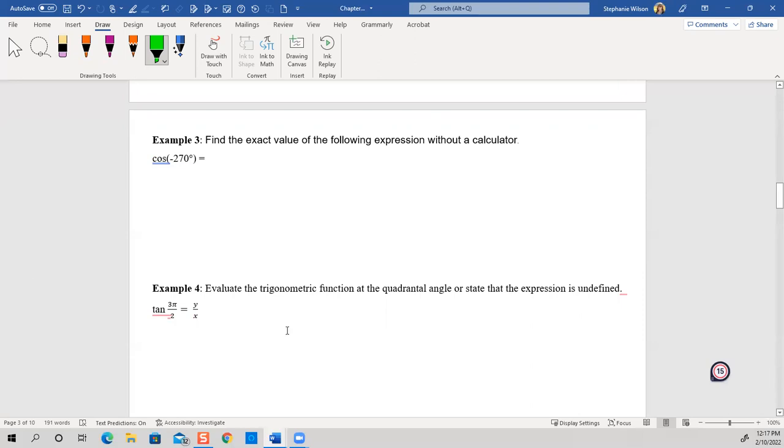Example 3, we are going to find the exact value. And you don't need a calculator for this one. However, you do need to know the unit circle. So I'm going to try to draw. Bear with me on my drawing. Draw a unit circle. Okay, so now whenever I put in my degrees, we start at 0 degrees here, we get 90 degrees here, 180 degrees, 270 degrees, and then we end with 360 degrees.